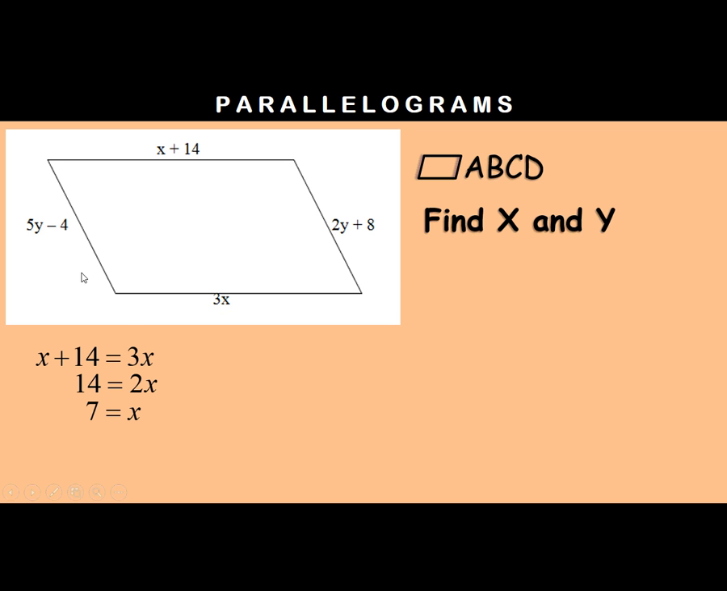We do the same thing for the Y's. The left side and the right side are congruent, so set them equal to each other and solve for Y. If we do that right, we have 5y minus 4 is equal to 2y plus 8. Subtract 2y from both sides, then add 4 to both sides, and then divide by 3. And we'll get y is equal to 4.